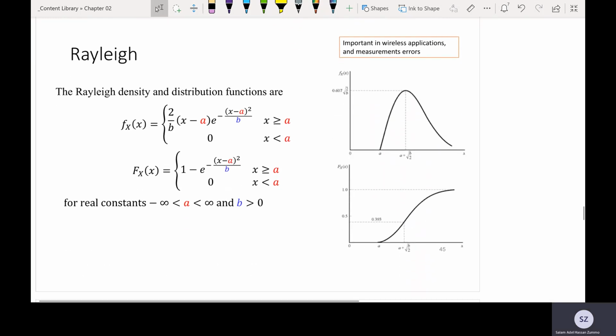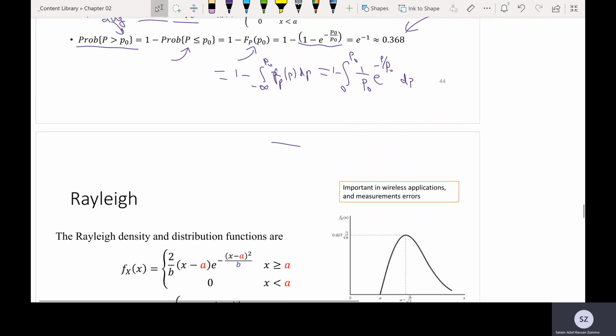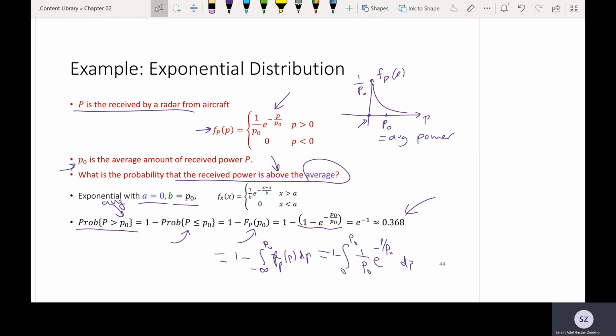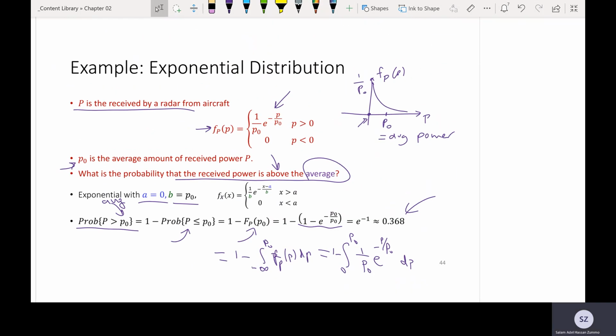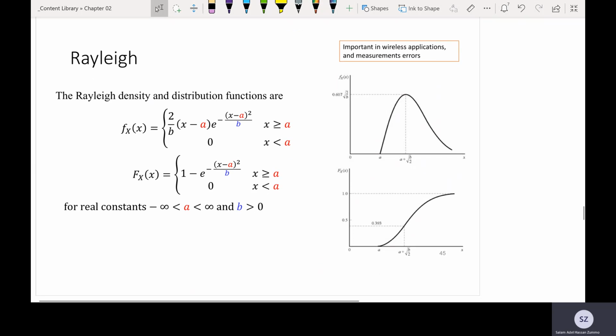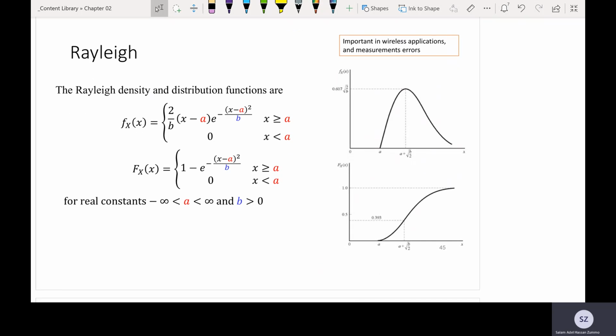Now the last one is the Rayleigh distribution. I'm not focused much on it. The Rayleigh distribution here gives you the power of the signal distribution. It has many applications. One of them is the amplitude distribution. So instead of the power, it's the amplitude. It's the square root of that.